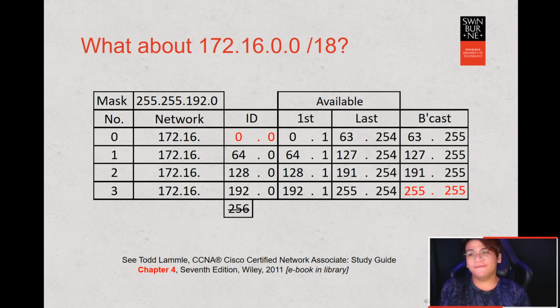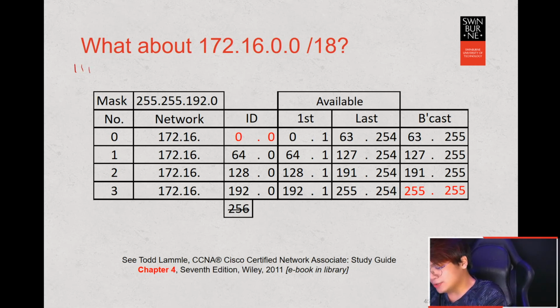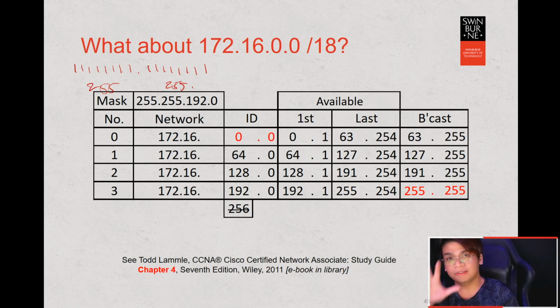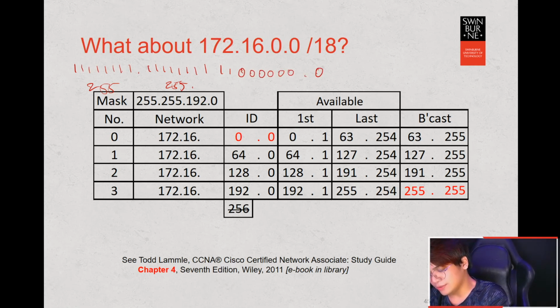What if we receive 172.16.0.0/18? You can count like this if you want. 1, 2, 3, 4, 5, 6, 7, 8. That's 255, right? 1, 2, 3, 4, 5, 6, 7, 8. That's 16 already, right? 255.255. 16 of it. 17, 18. So you need 2 more: 1, 2. And then the rest is 0.